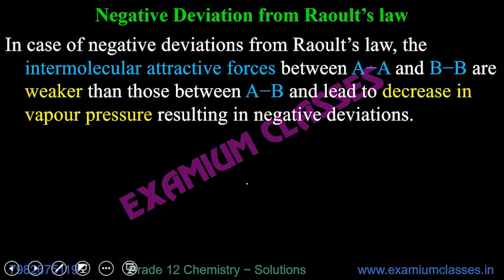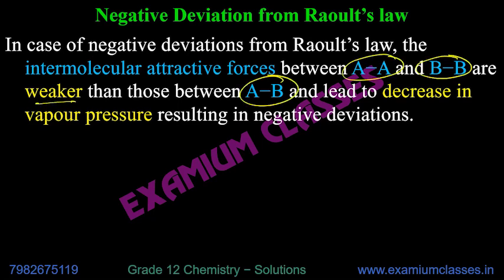Negative deviation means the force of attraction in the molecules of the mixture will be stronger. It means intermolecular attractive forces in AA and BB will be weaker than in the mixture; in the mixture, it will be stronger. It leads to a decrease in vapor pressure. Now A and B interactions are very strong, or you can say stronger.